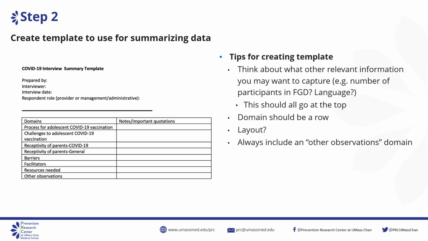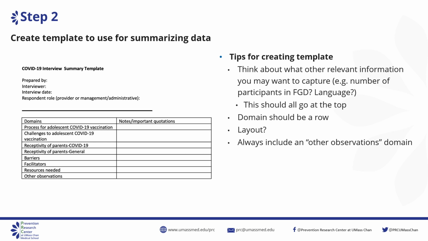But I have also seen people set this up as a bullet-pointed outline where the domains are the main bullets, and then you fill in your notes as the sub-bullets. I always set it up with a 2-column table. The first column is the domains and the second column I leave blank, and that's where we'll fill in our notes and important quotations.